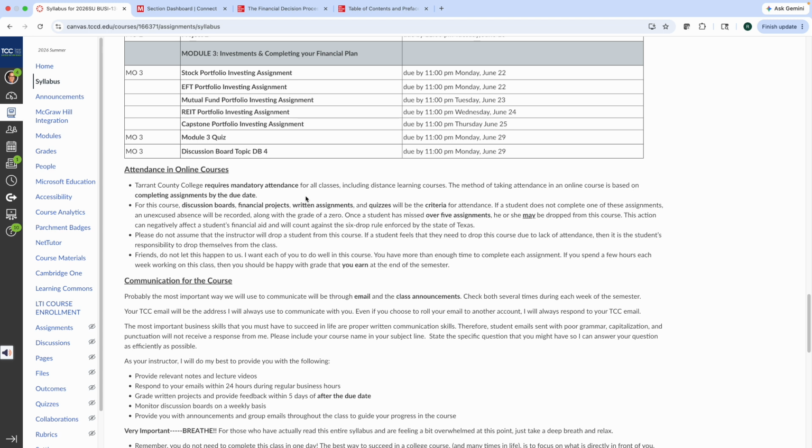And that will probably be recorded as never attending the class, because there's special dates that our system looks at. And if you haven't attended a class or completed an assignment before that date, your financial aid is taken away. If you're on financial aid, that's it. If you're not on financial aid, then don't worry about it. But if you are on financial aid, you need to do these assignments.